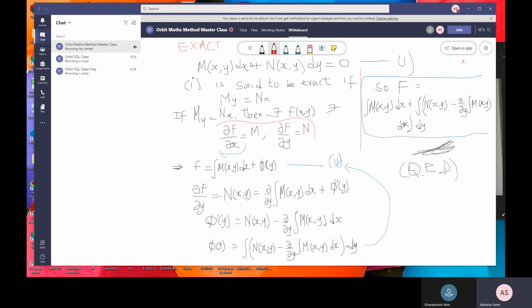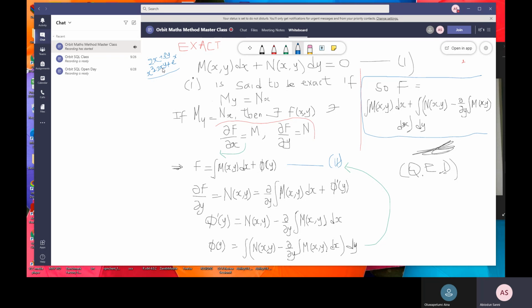It's just like, okay, if I want to integrate, let's say I have a function of x and y, say 2x plus 3y. If I integrate this with respect to x, I'm going to have x squared plus 3xy. Then I'm going to have a function of y, say for example, exponential y. If I differentiate this with respect to x, I'm supposed to get this back.